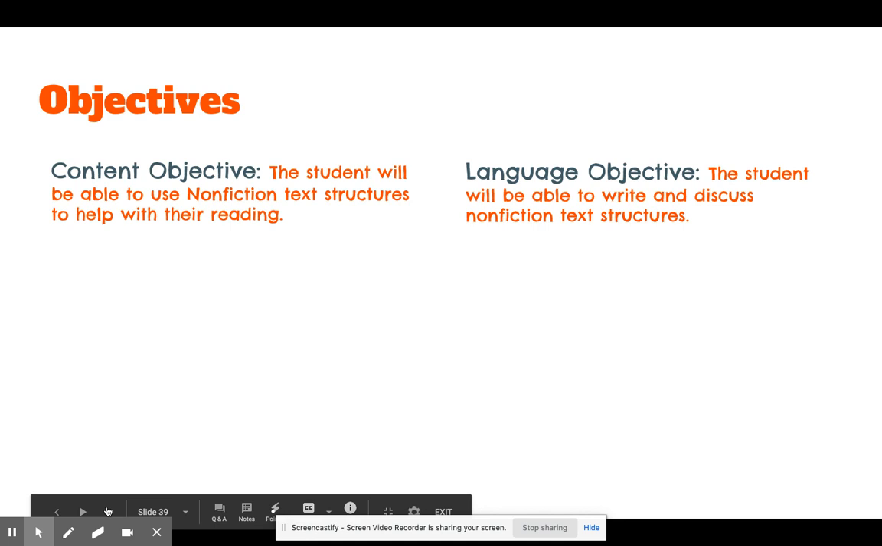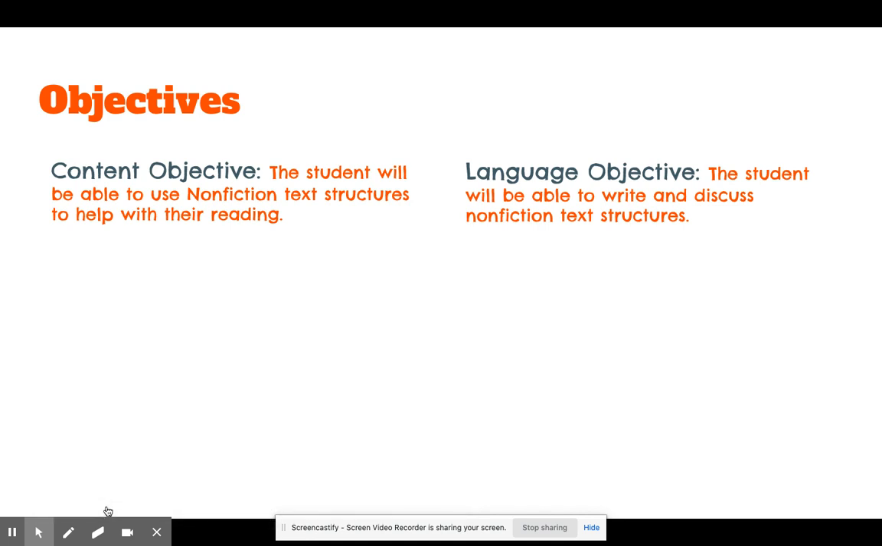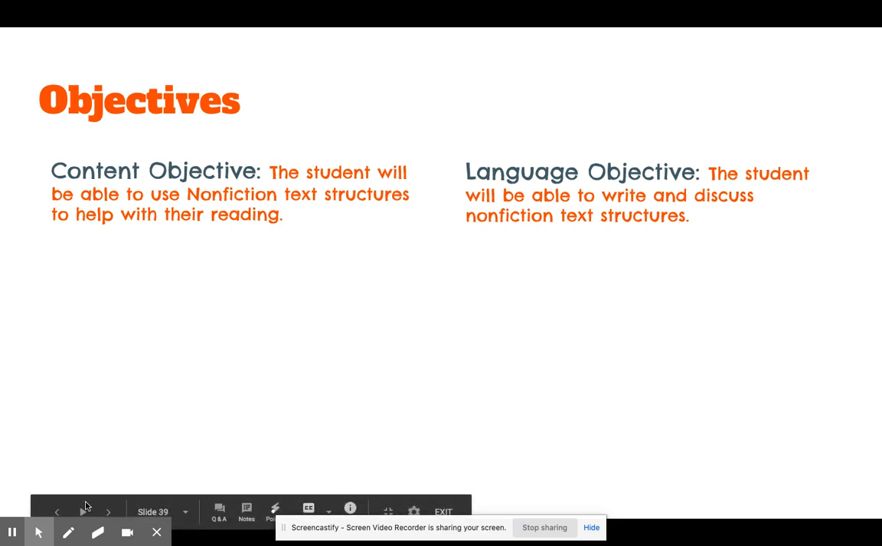Our content objective is that you will be able to use nonfiction text structures to help with your reading. The language objective is that you will be able to write and discuss nonfiction text structures.